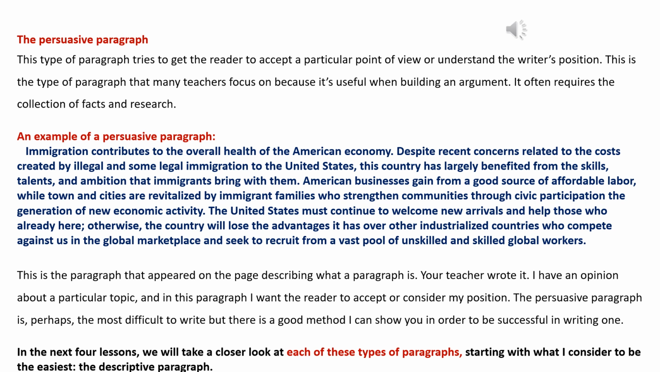This is the paragraph that appeared on the page describing what a paragraph is. Your teacher wrote it. I have an opinion about a particular topic, and in this paragraph I want the reader to accept or consider my position. The persuasive paragraph is, perhaps, the most difficult to write, but there is a good method I can show you in order to be successful in writing one. In the next 4 lessons, we will take a closer look at each of these types of paragraphs, starting with what I consider to be the easiest, the descriptive paragraph.